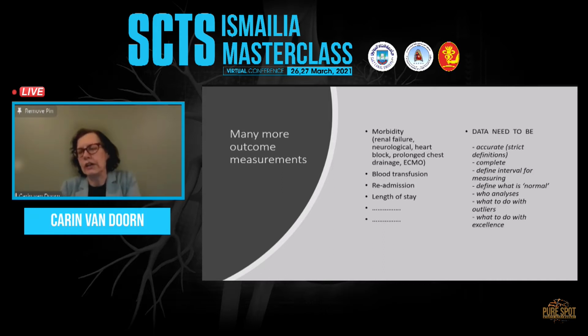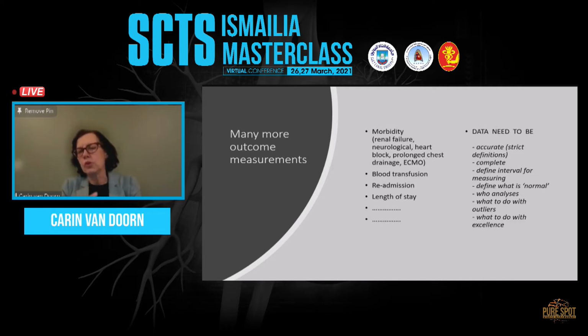deal with these outliers? So if a unit or a surgeon persistently has a very, very high mortality for one particular operation, how do I go about that? Do I stop the surgeon operating, or do I retrain this surgeon? Or maybe it isn't the surgeon, but this surgeon always works with the same anesthetist, and the problem is there. So it is really important to define that.